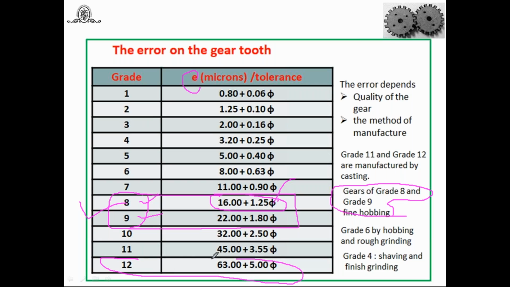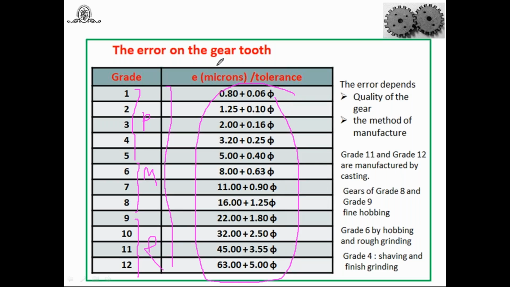And grade 12 is very rough gear or casting. Here I have written that grade 11 and grade 12 are manufactured by casting process. That means as the grade increases, precision or quality of gear is going to decrease. Surface finish is going to decrease. Try to understand. That's why these grades are precisely manufactured, moderately manufactured, and roughly manufactured. Different manufacturing methods, and accordingly, we have to decide this error.